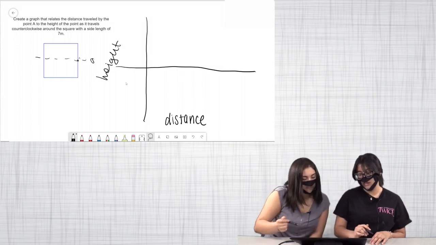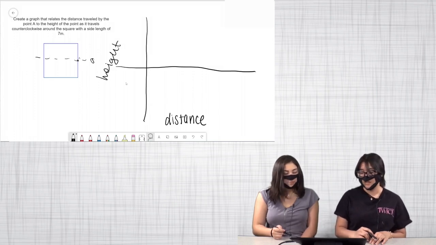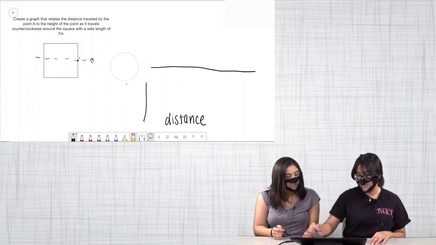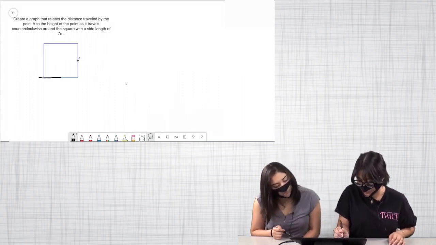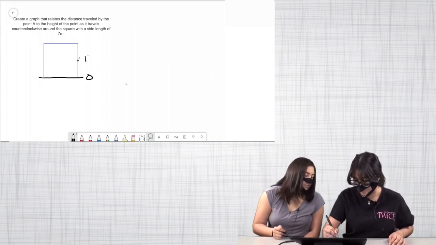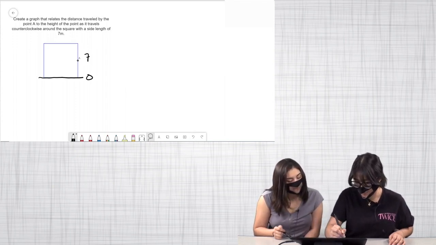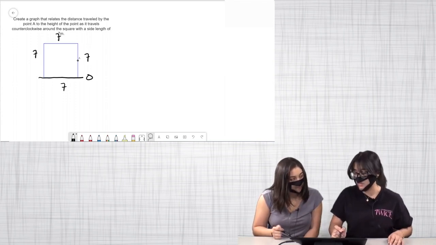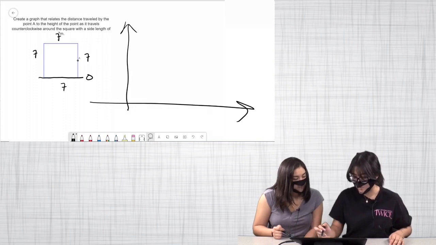Do you want us to do it in the same exact way as the last problem? It's up to you. I think we should do it different then. Okay. Instead, for this one, we'll set this line as 0.0. And so since it's 7 all around, so we'll start at 0 so we won't go to the negative. Does that make sense? Yeah.